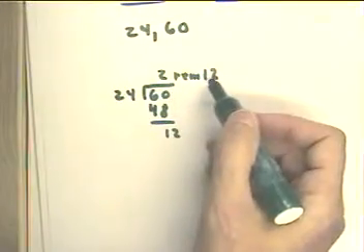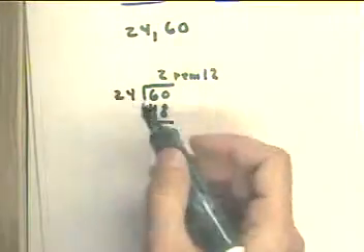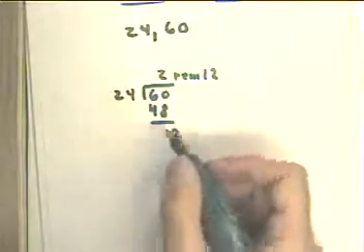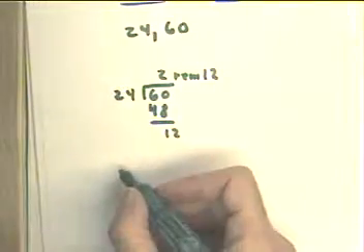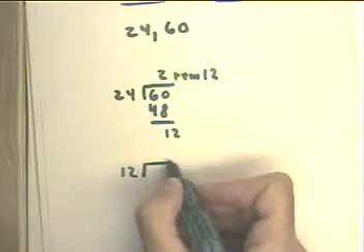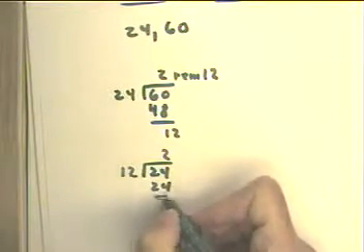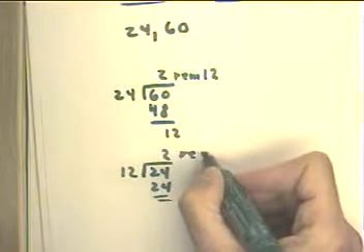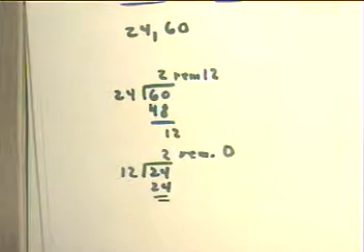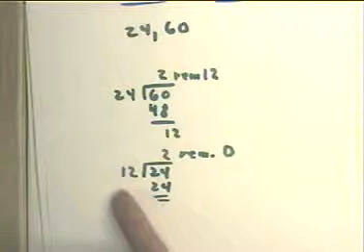Now, let's take the remainder and divide it into the previous divisor. Just dividing the smallest number into the next smallest. Okay, 12 into 24 is 2, with a remainder of 0. It follows that 12 is the greatest common divisor.